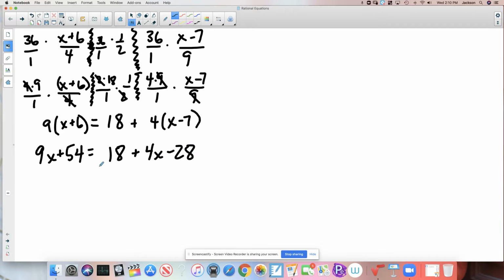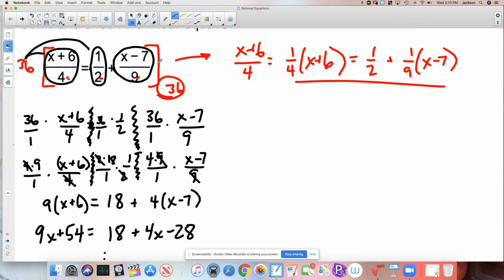And then from there, this is just a linear equation. Get your x terms together, get your constants together on one side. I'm not going to continue with this. This is intended for an Algebra 2 class, Algebra 2 slash pre-calc, so you can take this forward for the rest of the way. The whole purpose of this video is to talk about how we clear these fractions to make this problem a little bit more palatable. It comes down to multiplying by the least common multiple of the denominators.